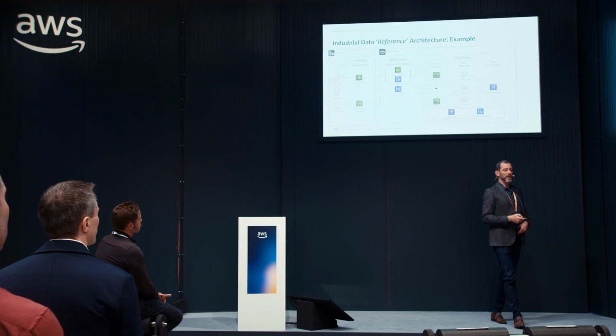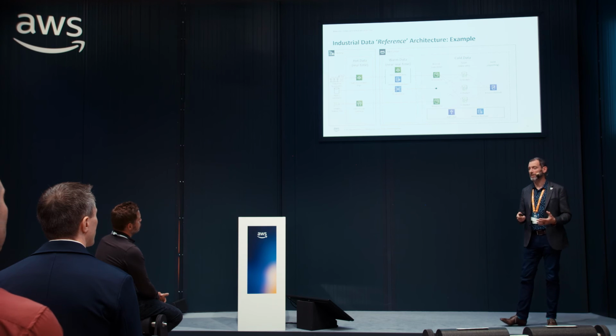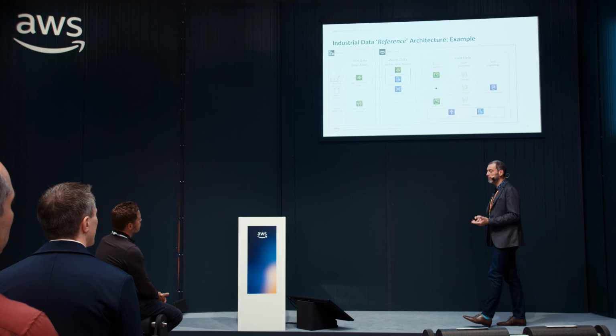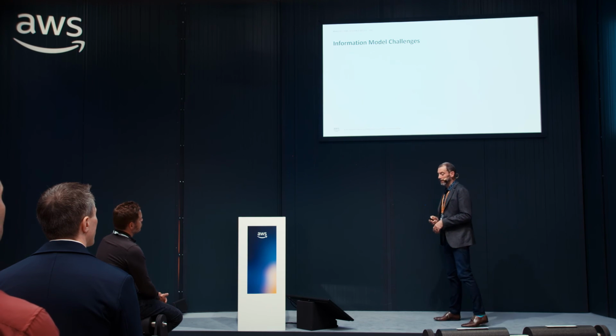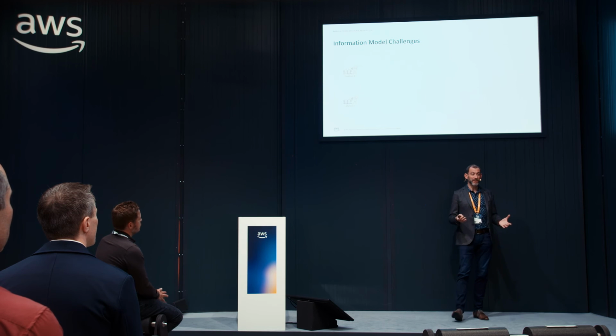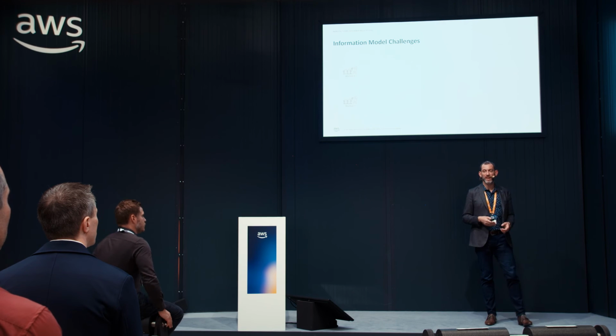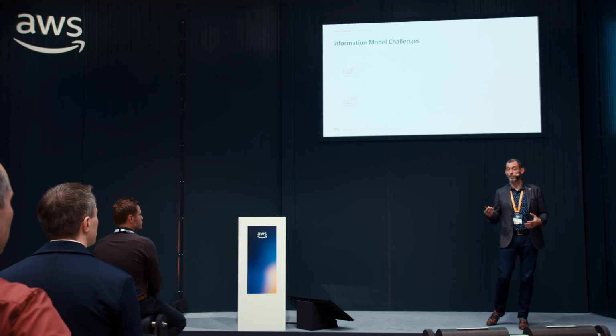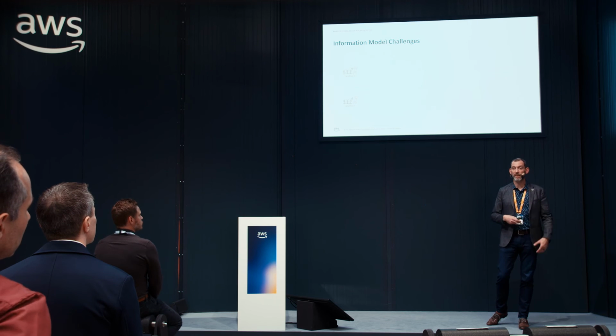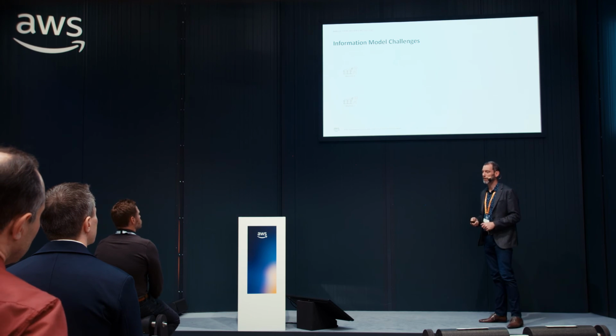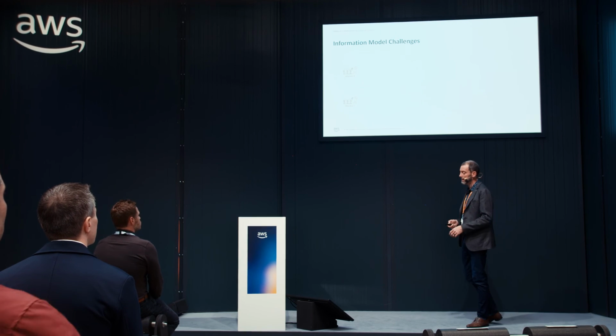So let's talk about another challenge that you'll need to address as part of your data strategy, which is about information model challenges. So we've got two machines. One machine is here in Europe, another machine is here in the US, and they're being bought a couple of years apart, but they're from the same machine vendor.